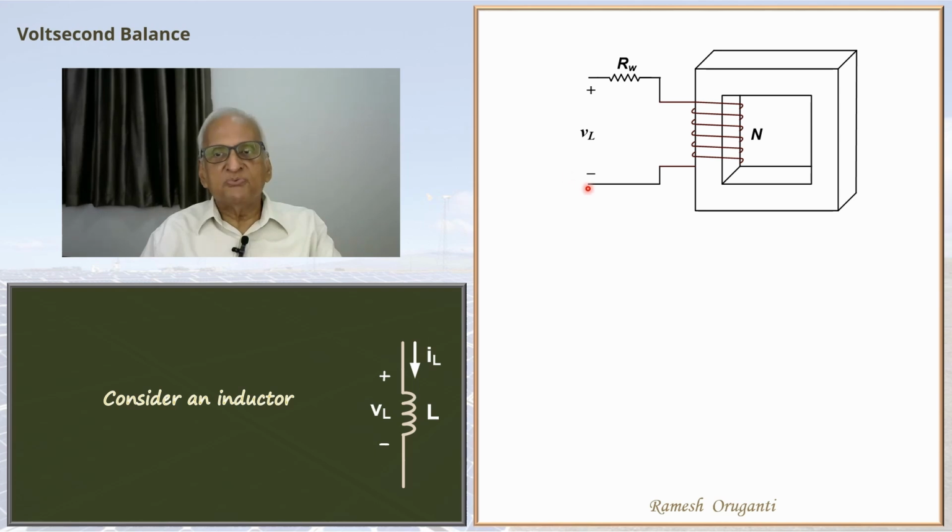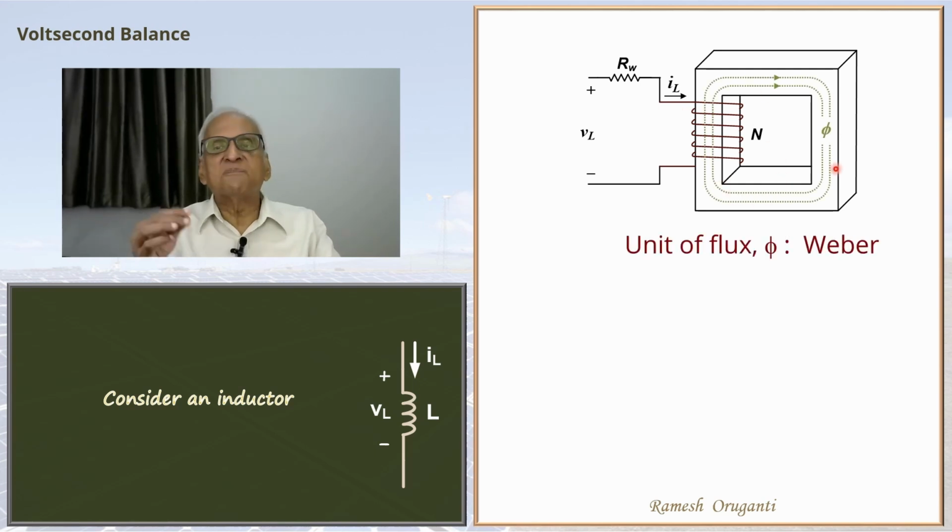Now, because of the voltage VL, there will be a current that is drawn by the inductor. It is IL, let's mark it here, and this IL will cause a flux to occur in the core. Flux is measured in Weber, W-E-B-E-R.